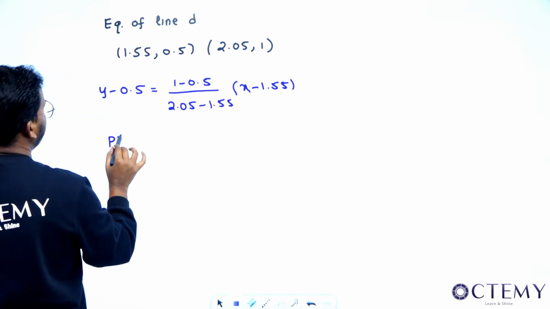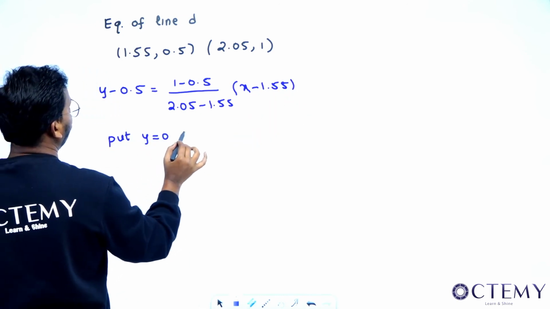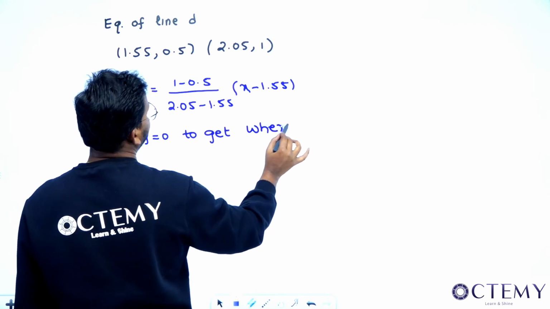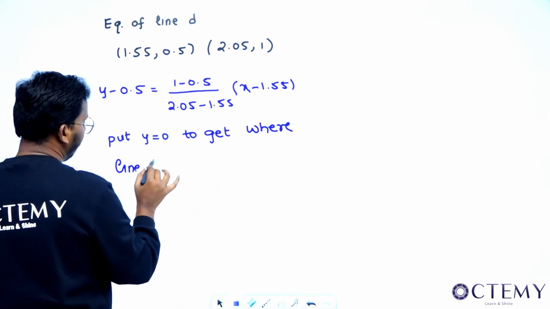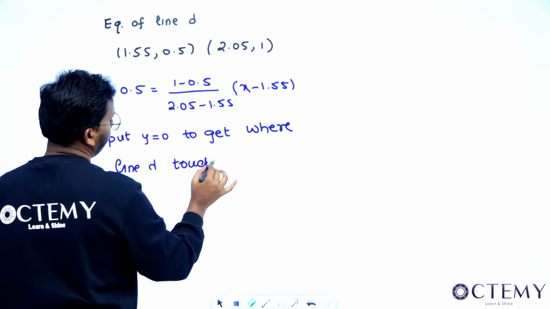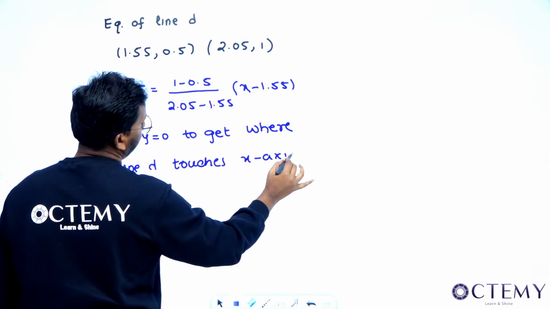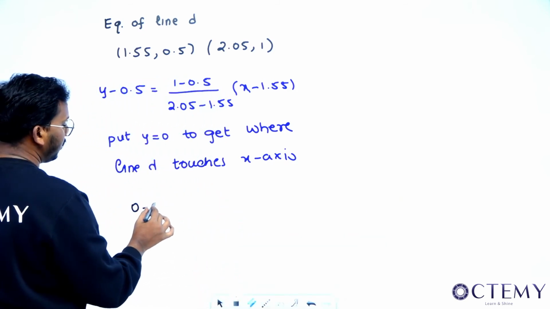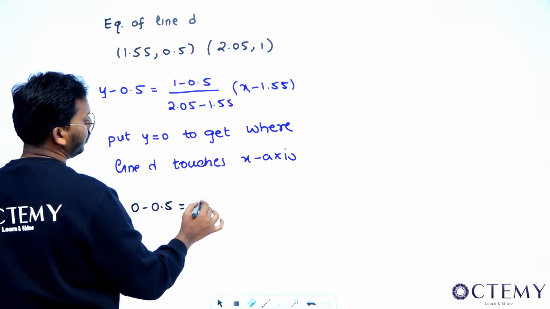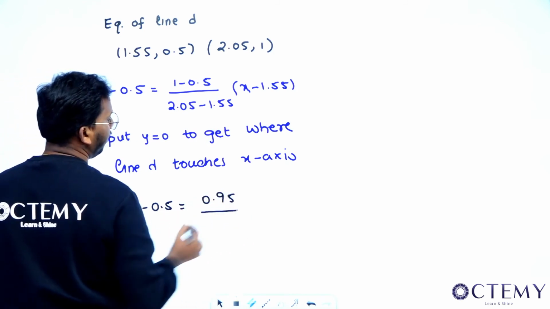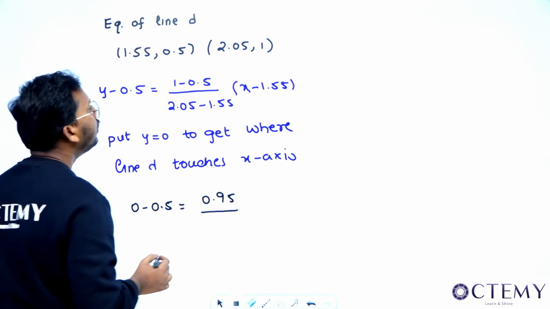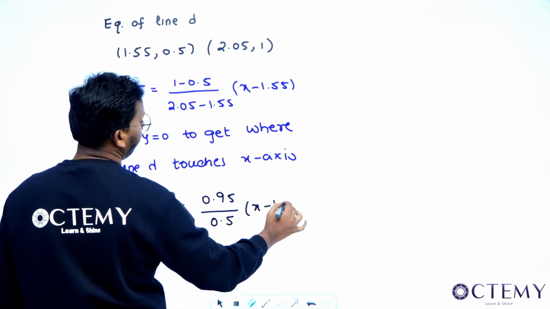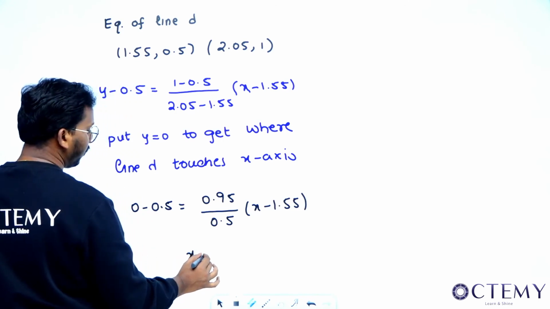So in this, what you have to do? Put y is equal to 0 to get where line D touches the x-axis. So see, sir, if we do that, see what will we get? We will get 0 minus 0.5 is equal to 0.95 divided by, say, sir, what will this become? 0.5, into x minus 1.55. So if you find x from here, see what will you get?